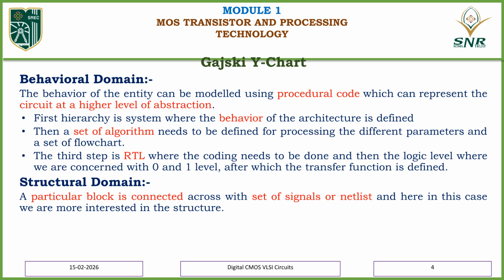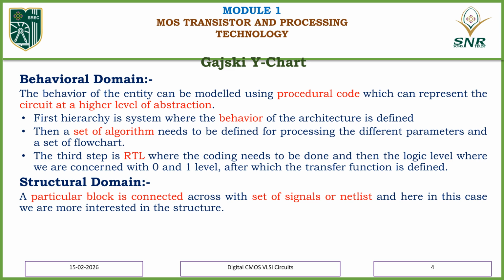In this slide, we focus on two important domains of the Gajski Y-Chart: the behavioral domain and the structural domain. Let us first understand the behavioral domain. The behavioral domain describes what the system does. At this level, the circuit is modeled using procedural code, which represents the design at a higher level of abstraction. In simple terms, we describe the functionality without worrying about how the hardware is built.